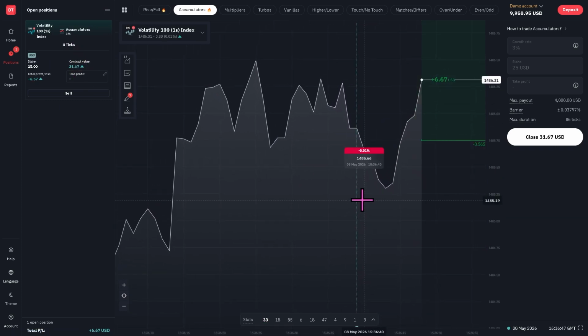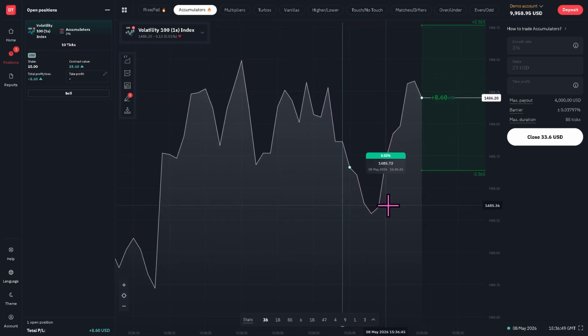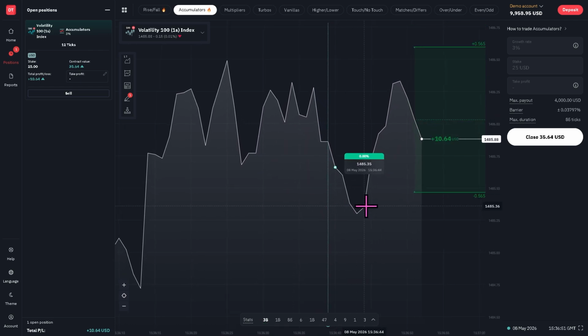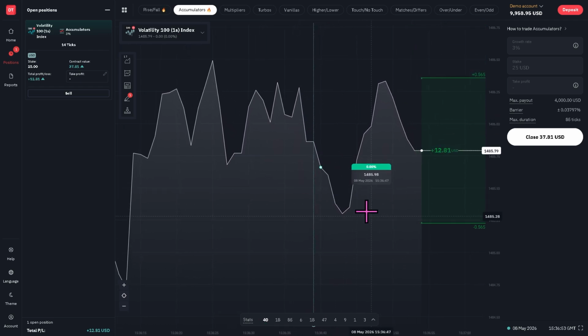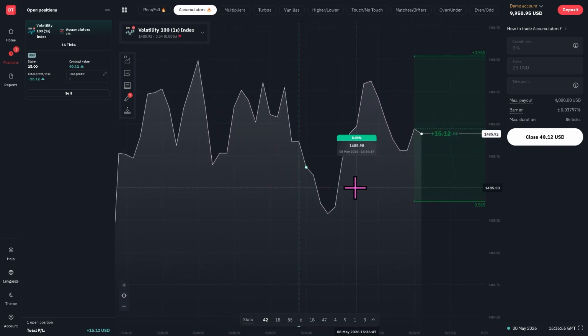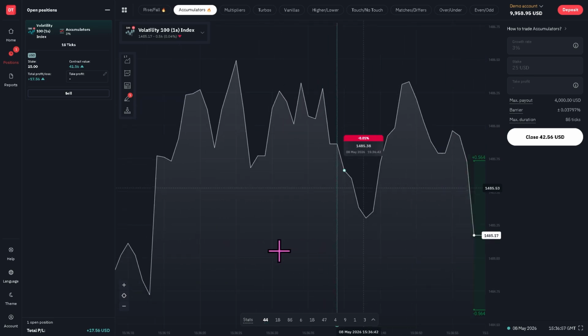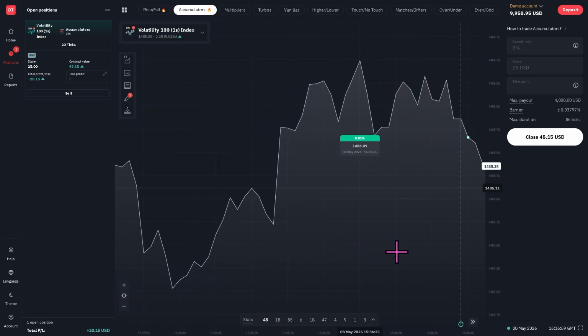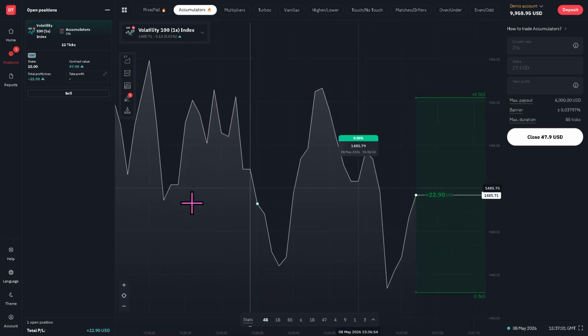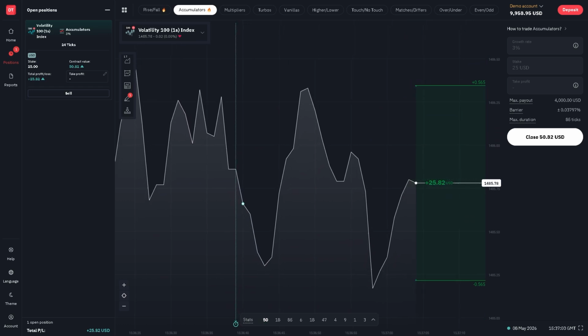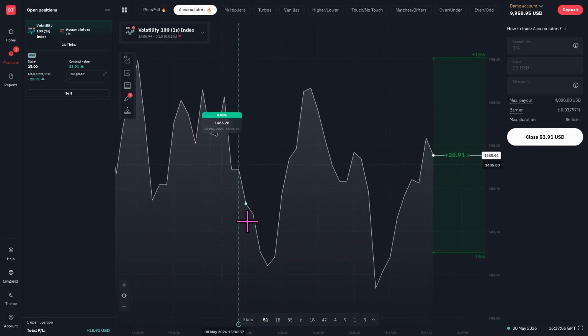Notice how the profit keeps increasing gradually as time passes. This is the main attraction of accumulator trading. However, always monitor the chart carefully because sudden market movements can instantly hit the knockout level. And basically that's it for today's video on how to trade accumulators on Deriv.